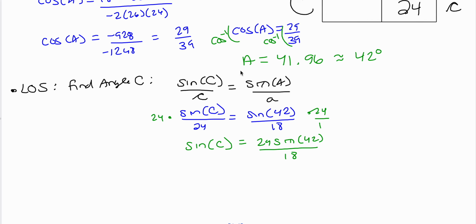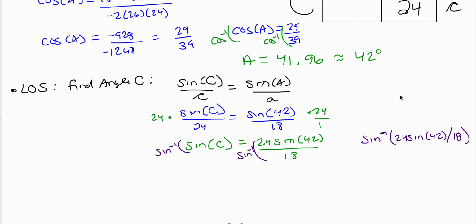So we have sine of c. The inverse of sine is sine inverse. We're going to do sine inverse of this entire thing. So in our calculator, it will actually be written like this. Sine inverse of 24 sine, parentheses, 42. Make sure that parentheses gets closed, divided by 18. Then I'm going to close that outside parentheses as well. That includes the entire value of the inverse of sine.